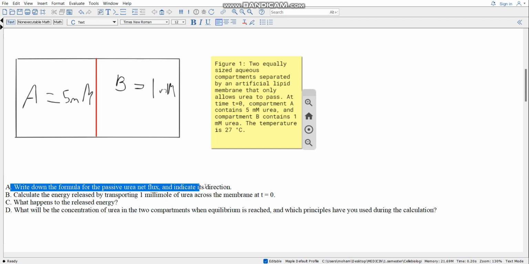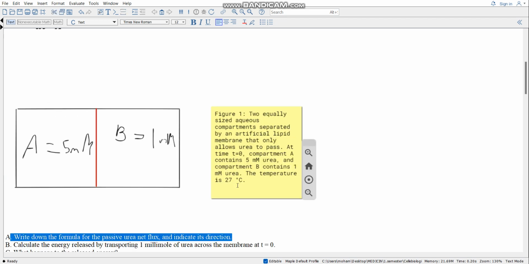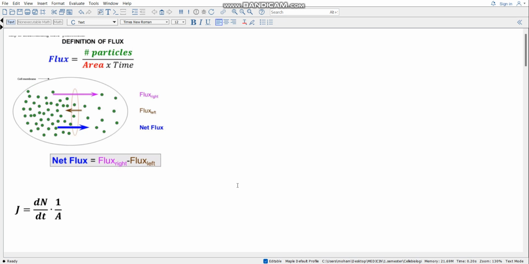So write down the formula for the passive urea net flux and indicate its direction. Just so you understand what net flux is: net flux in the context of diffusion refers to the rate of movement of a substance across a given area over a certain period of time. So here we have the area, right? Suppose you have, let's say, 10 particles moving from left to right, and from right to left you have 3 particles, so that will give you 10 minus 3, so it gives you a net flux of 7, okay?